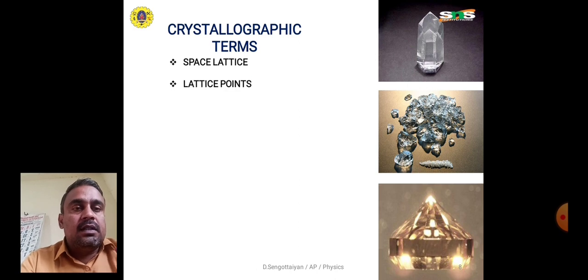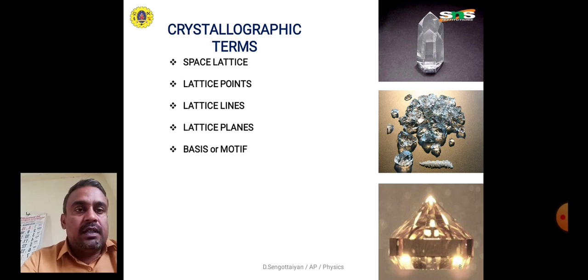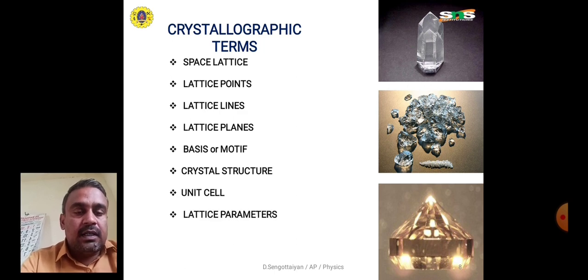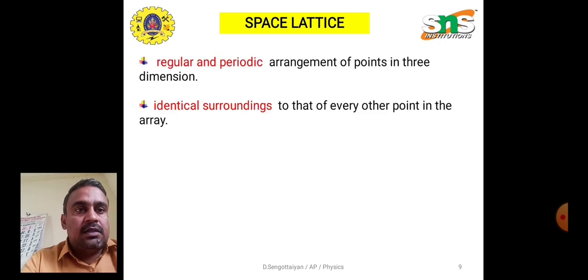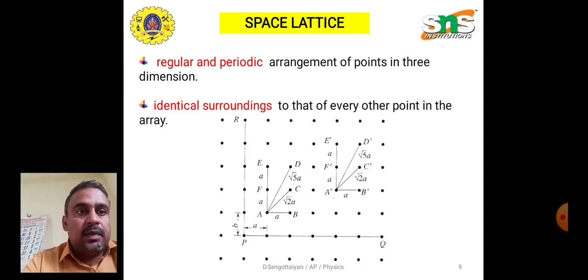Then the important topic is crystallographic terms: space lattice, lattice point, lattice line, lattice planes, basis, crystal structure, unit cell, and lattice parameters. The first topic is space lattice. It is the regular and periodic arrangement of atoms or molecules in 3 dimensions. Each such point is denoted as a lattice point.